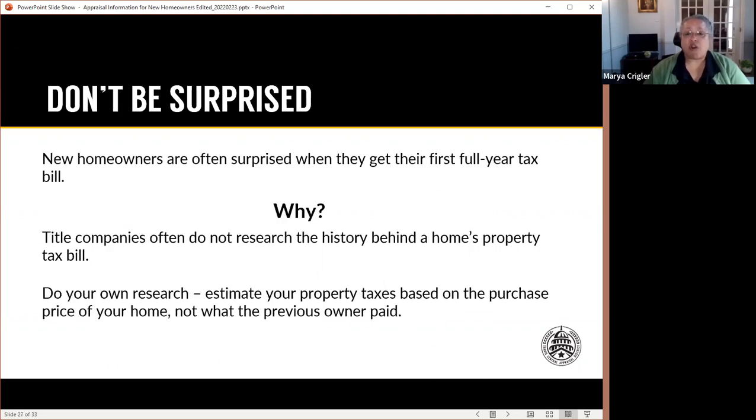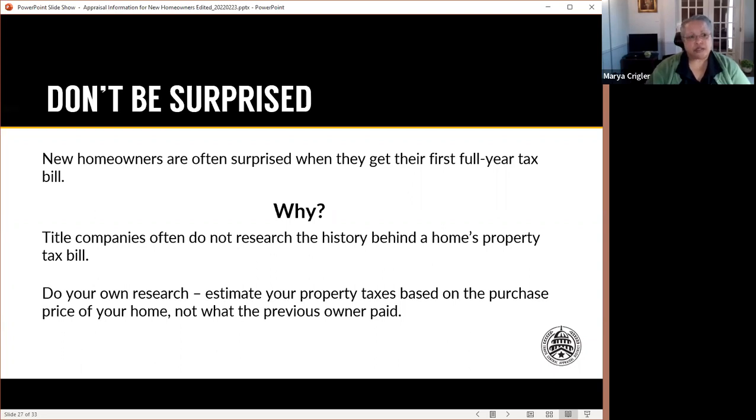So new homeowners, again, are often surprised when they get their first full year tax bill. And that's because a lot of times the title companies are not researching the history behind the home's property tax bill. They're not recognizing that this is somebody that's over 65 and you're inheriting a great benefit this year, but next year it's going to change substantially. So we recommend to property owners, do your own research. Estimate your property taxes based on the purchase price of your home and not what the previous owner paid. Because again, when you buy the home, you're going to establish your own exemptions, and you may not be entitled to the same kind of exemptions that the previous owner had.